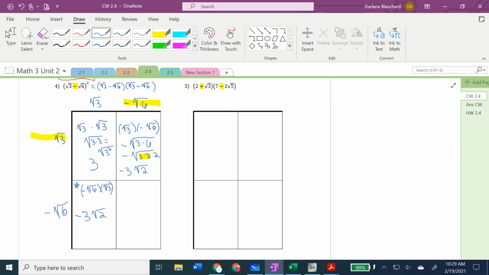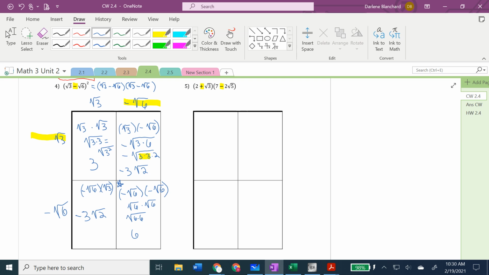And then we have one more box. I'm erasing the star. And now this is the box we're working on. I am multiplying negative root 6 times negative root 6. Negative times negative gives me positive. And then do you see what the square root of 6 times the square root of 6 is? And you end up getting just 6.